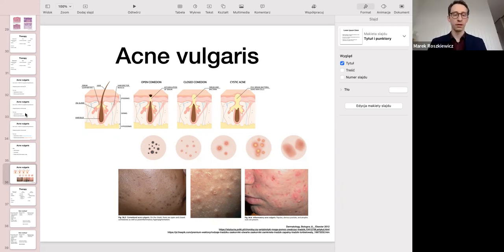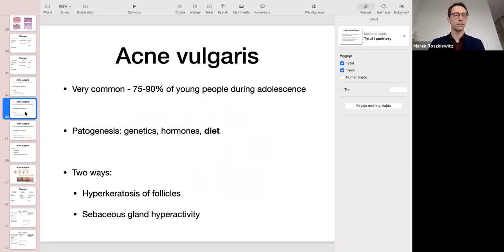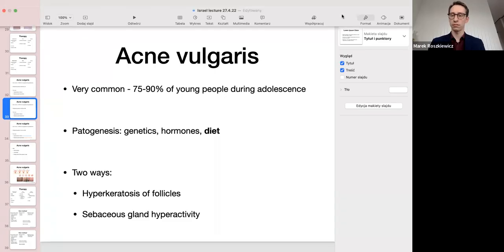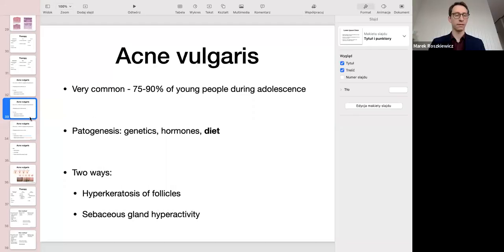Yeah, okay, no problem. I would say this was the point when people were disconnected, somewhere here on acne or still on psoriasis. On the acne, yeah.